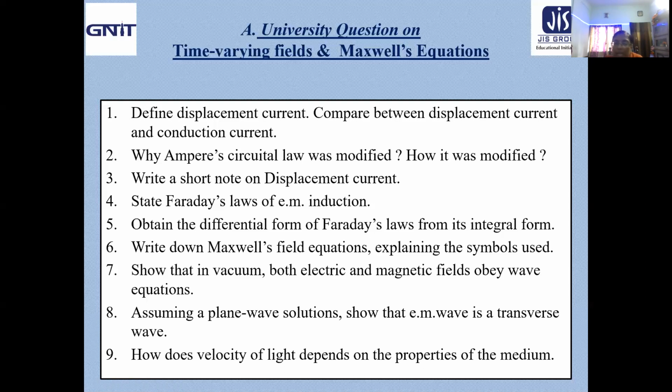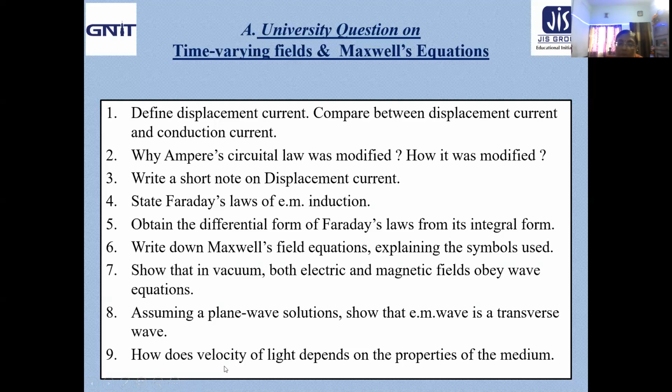From the Helmholtz wave equation, it was given that V, the velocity of the electromagnetic wave in any material medium, can be expressed as 1 by square root of epsilon into mu. That is the velocity of the electromagnetic wave in any material medium, where epsilon is the permittivity and mu is the permeability of the material medium.